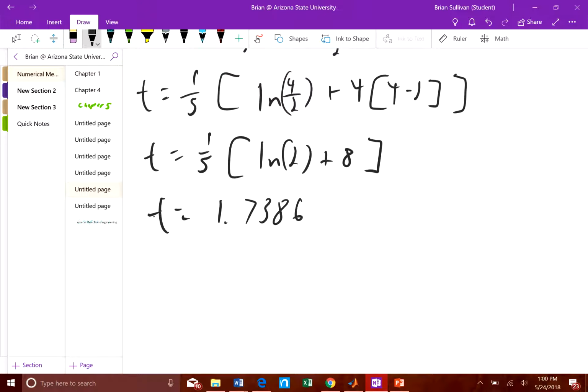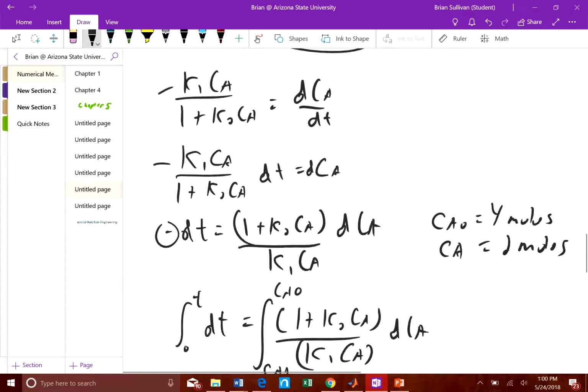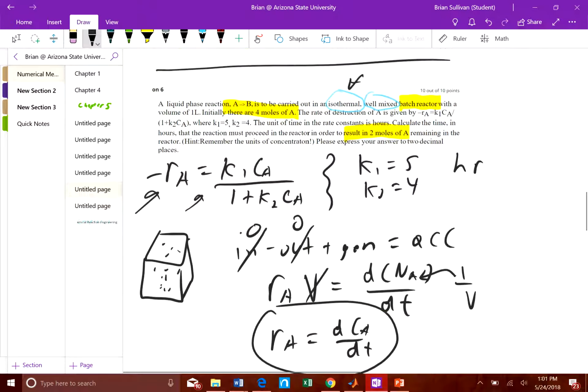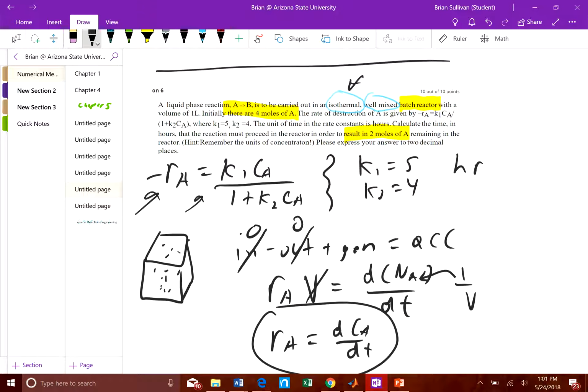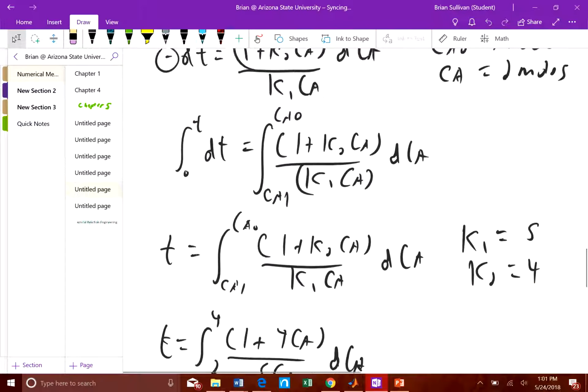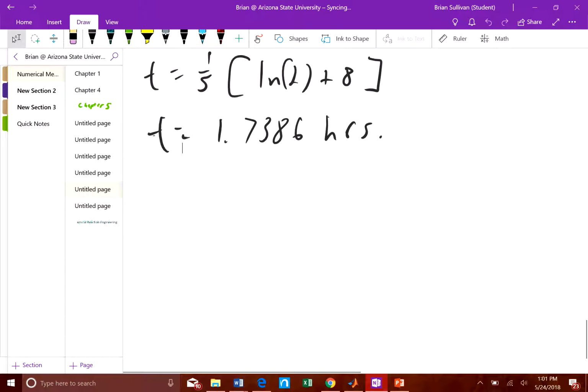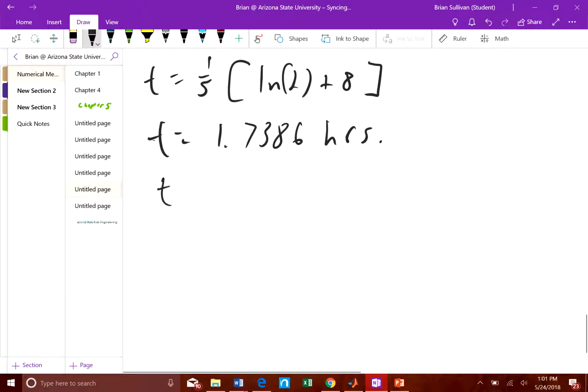And that's going to be in terms of hours. Now, for this class, it's been a royal pain dealing with decimal places, but they always tell you at the end of the problem usually how many decimals. 2 decimal places. So your answer in terms of hours is going to be 1.74 hours.